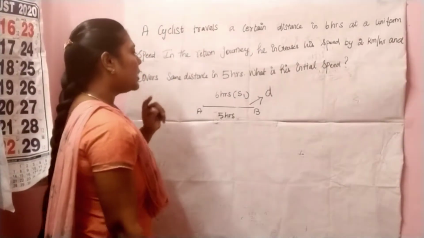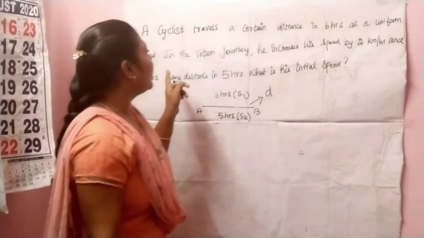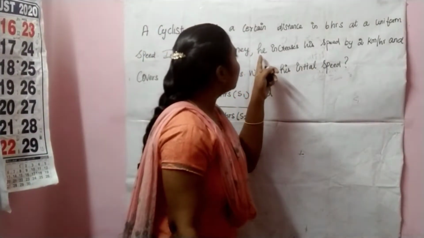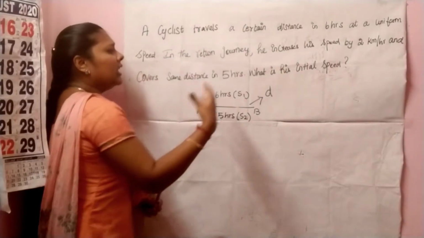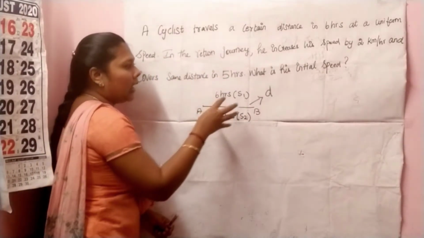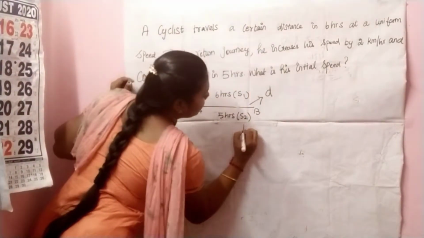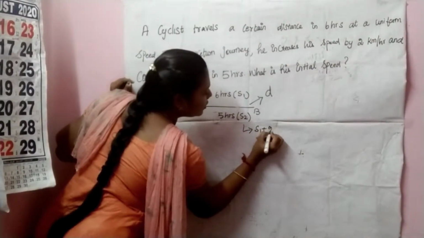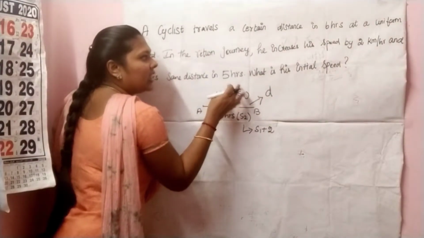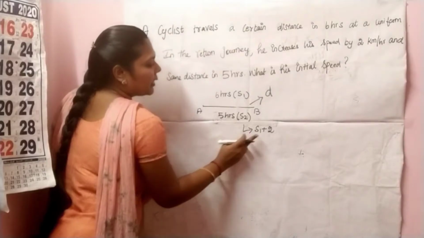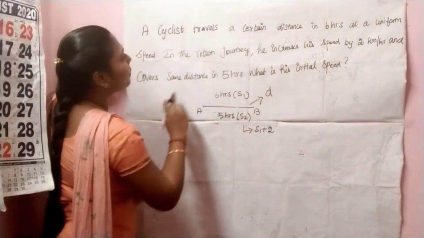And the speed for the return journey I am assuming as S2. In the question they mentioned he increases the speed by 2 km per hour, which means he increases 2 km per hour over his initial speed, which means S2 is nothing but S1 plus 2. For example, if his initial speed is 3 km per hour, he increases by 2, so the return journey speed will be 5 km per hour.